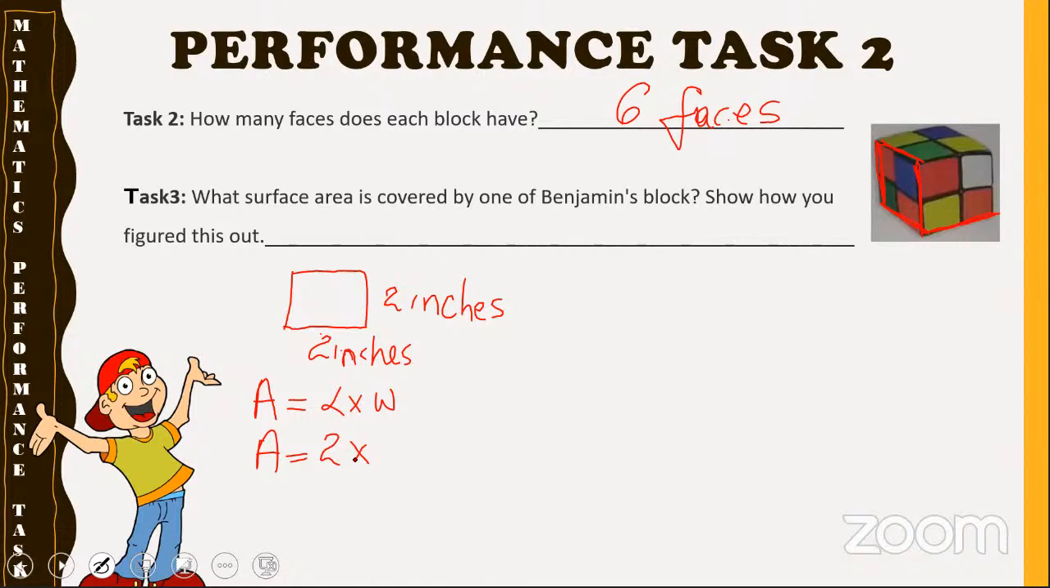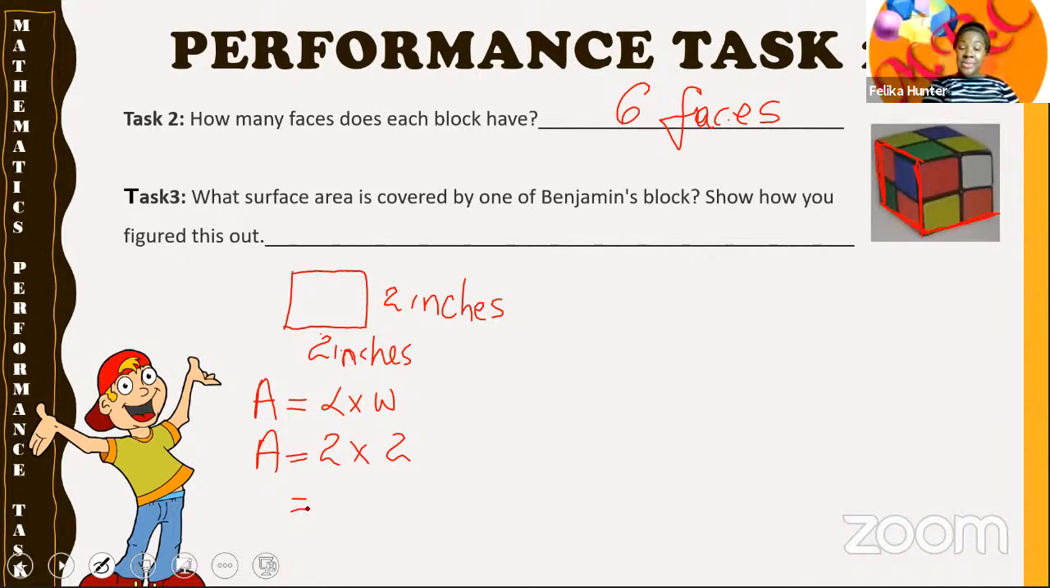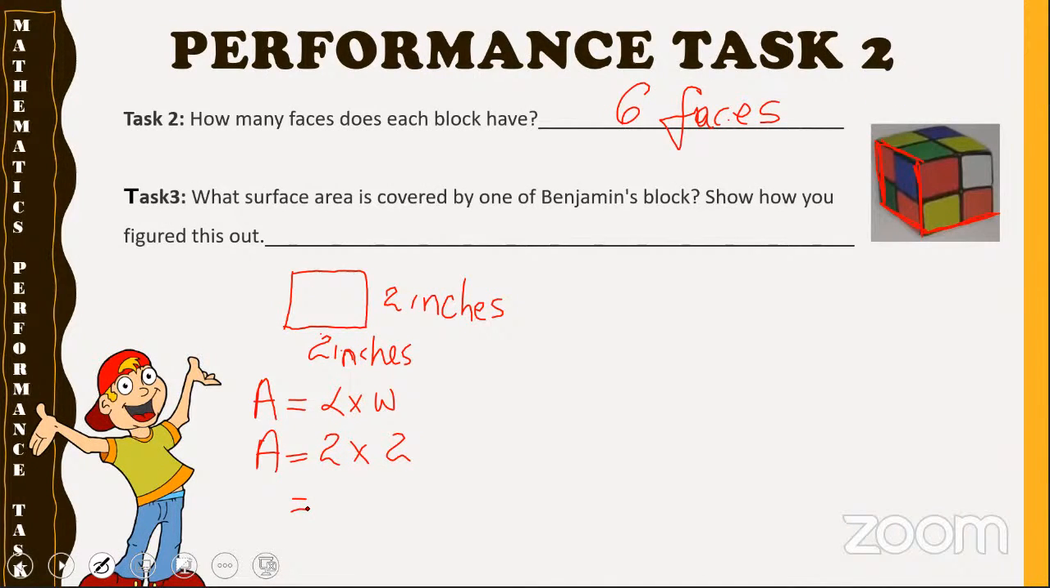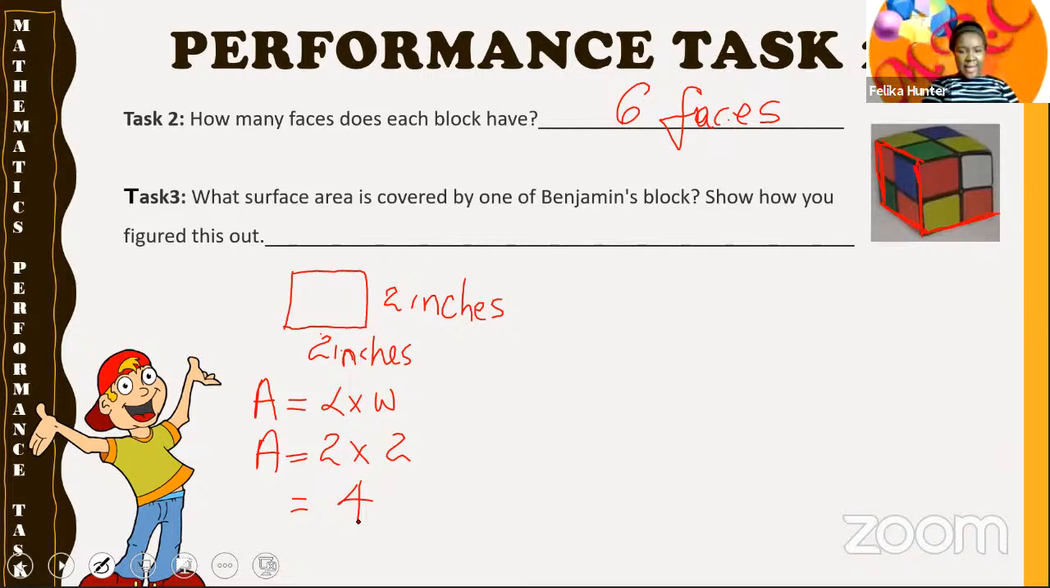2 inches. 2 inches, all right. So we say 2 times 2, and what is 2 times 2? 4. 4 inches. 4, good. And am I finished here? Do I write anything after I write the 4? Yes, miss. What do I write?